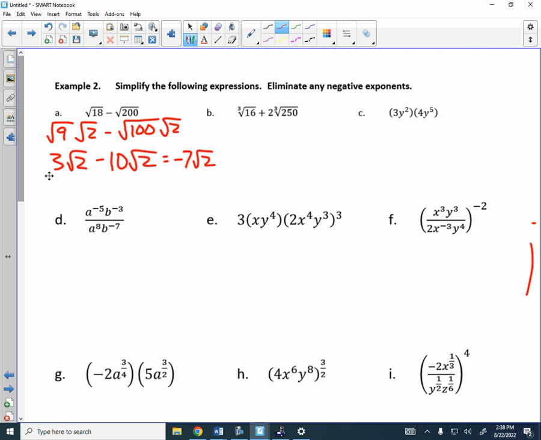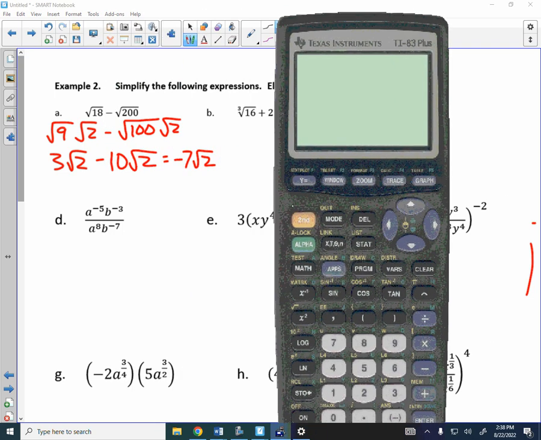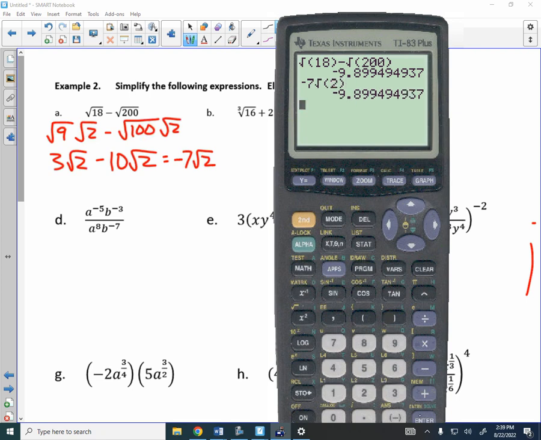I just can't help myself, okay? So can I show you how to check your answer? So if I'm on the test and I'm like, okay, I've got 15 minutes left, what do I do to check my answer? Well, on your calculator, if you just type the square root of 18 and you subtract the square root of 200, you get negative 9.899. And so if you try then this, negative 7 square root of 2, hopefully we come up with the same result, which we do, right?